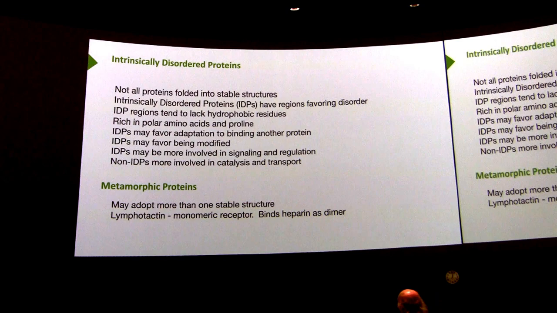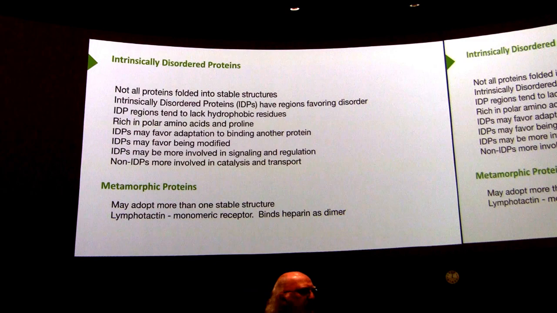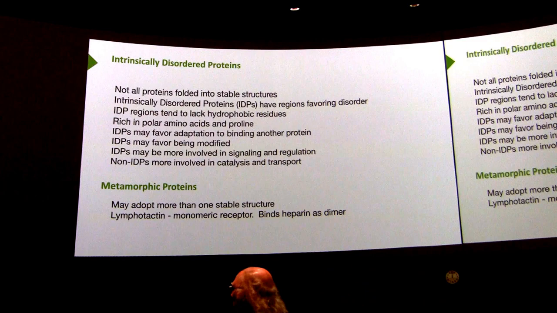And the last things I want to say about proteins, at least as regards tertiary structure, are that there are some other considerations for protein structure. One is an important class of proteins that people are increasingly focusing on. They're called intrinsically disordered proteins, or IDPs.